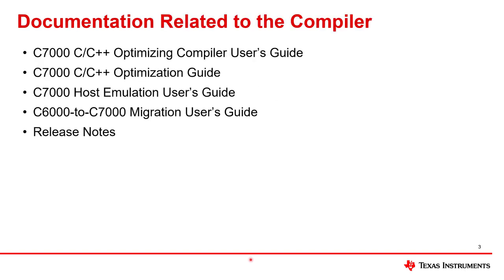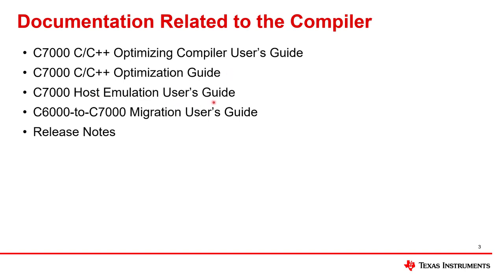Here is a list of the documentation related to the compiler. The first one is the C7000 C Optimizing Compiler User's Guide. This is the central reference. It talks about the compiler and the linker and other related tools. The optimization guide is more of a how do you put some things together to solve a particular piece of getting this code to run fast guide. Okay, it's a little more practical minded. It's not so much a reference work.